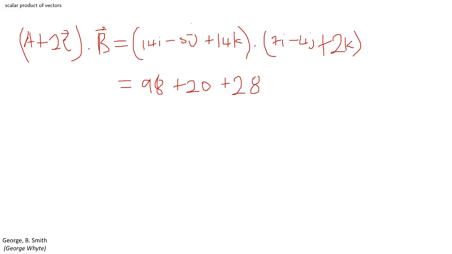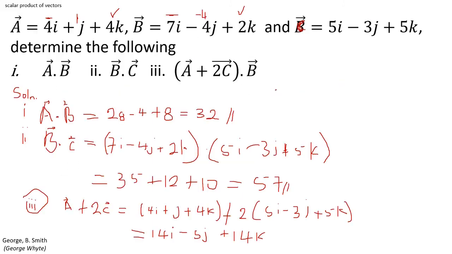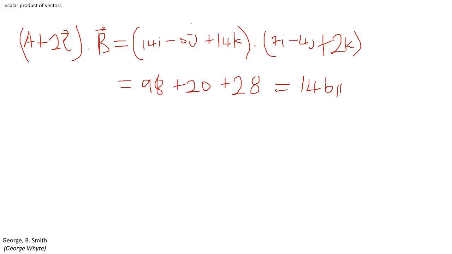Let's add this up. 20 and 28 will give us 48. 48 plus 98 will give us 146. You can try it out and see if you get 146, but I think that should be the result for the third case. So that's it, guys, for the 3 questions they asked us to answer here: A dot B, B dot C, and A plus 2C dot B. You can see all the results we got are scalars.